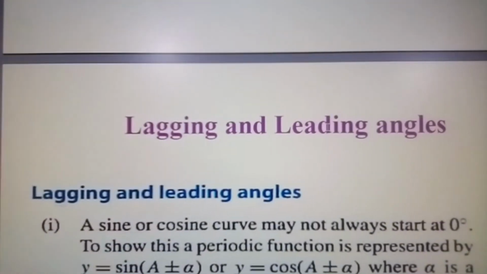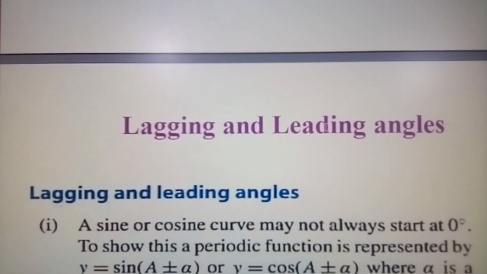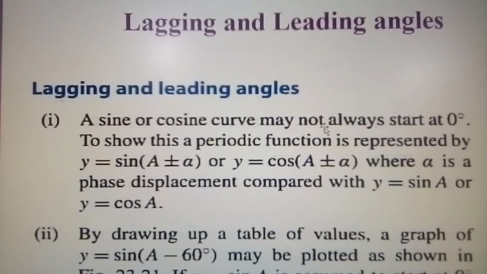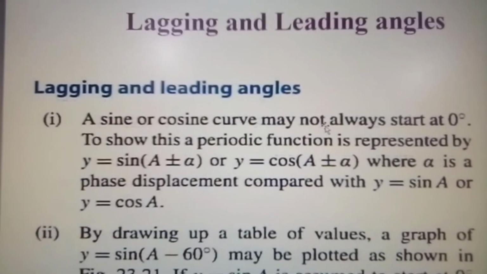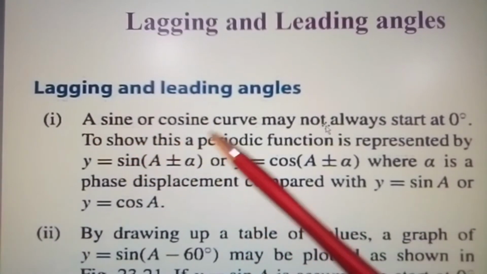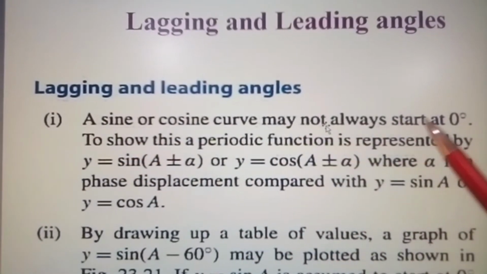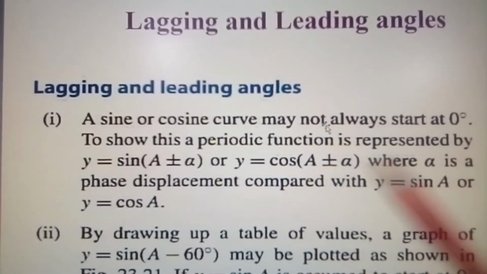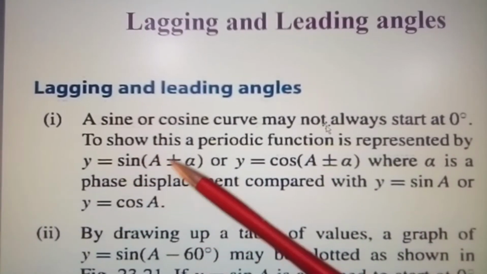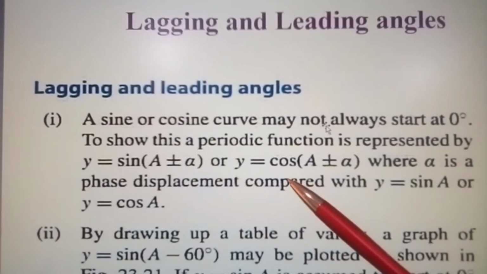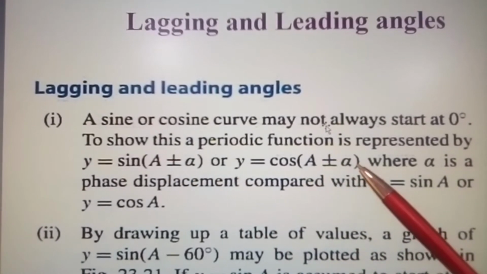Now, lagging and leading angles. A sine or cosine curve may not always start at 0. To show this, a periodic function is represented by y equals sine A plus or minus delta, or y equals cos A plus or minus delta.